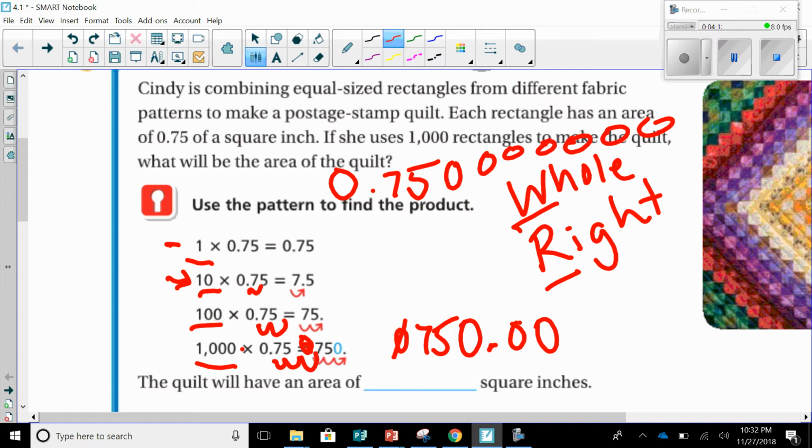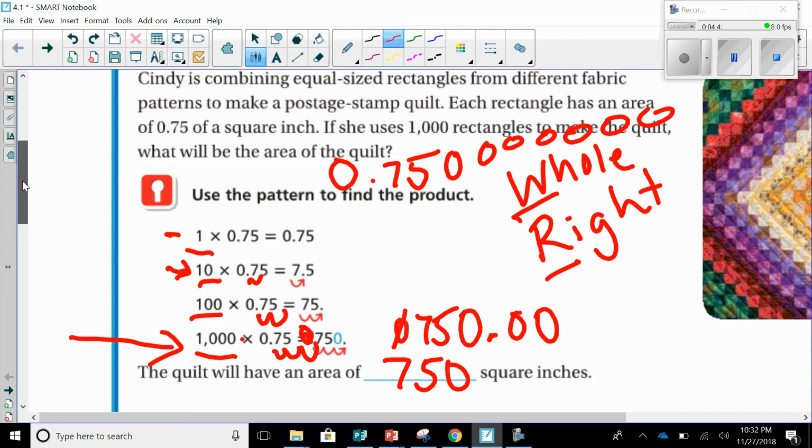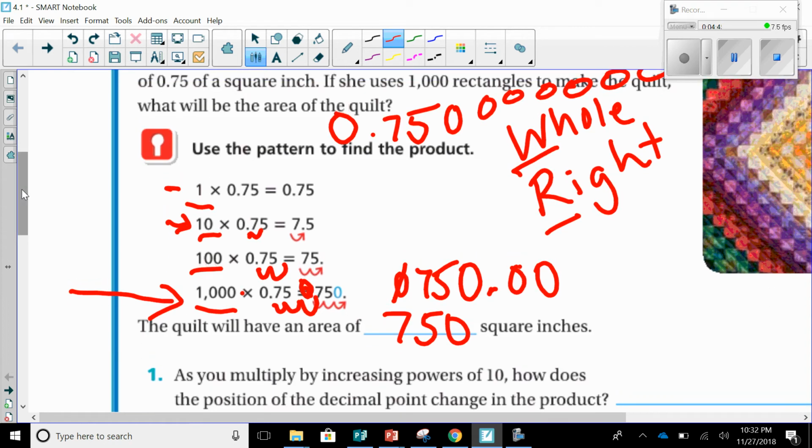So now let's go back to our question. It says, if she uses 1,000 rectangles to make the quilt, what will be the area of the quilt? Well, I'm going to go down here and look at 1,000, and if she uses 1,000 rectangles, the area of our quilt is going to be 750 square inches. Not too complicated. Once you get the idea down that it's a whole number, we're moving to the right.